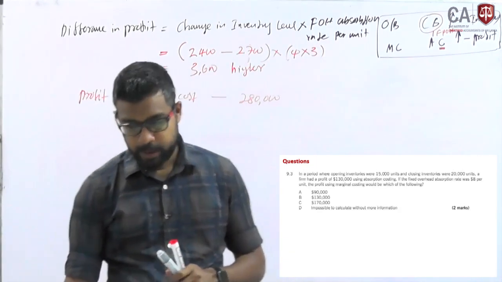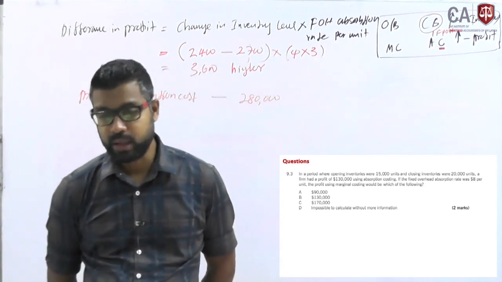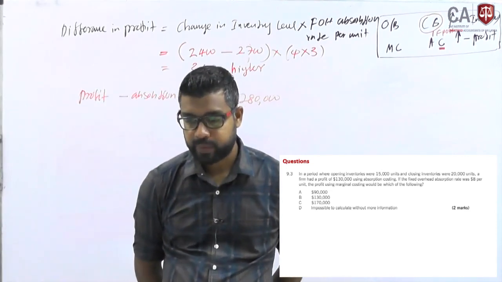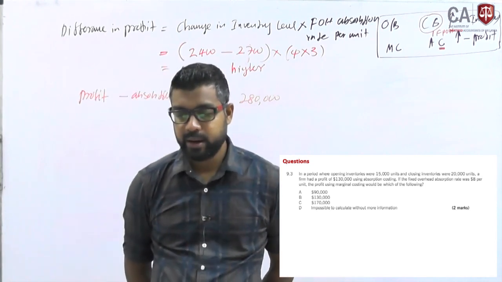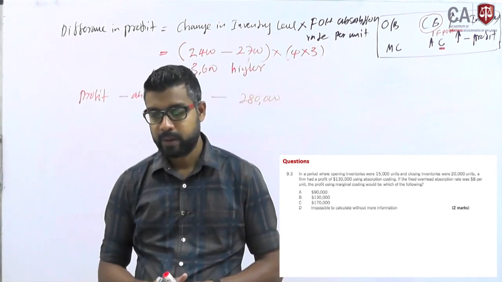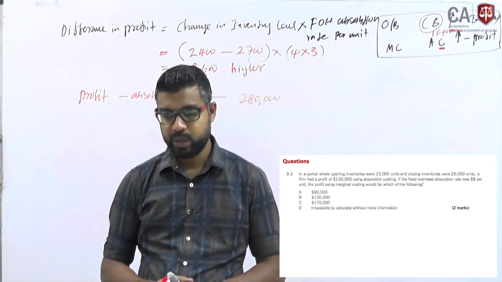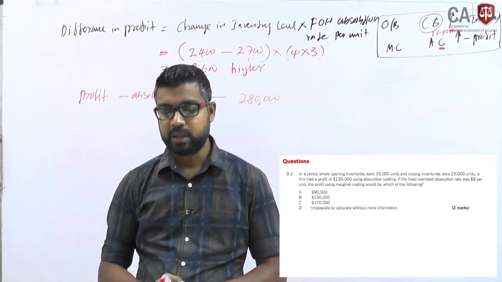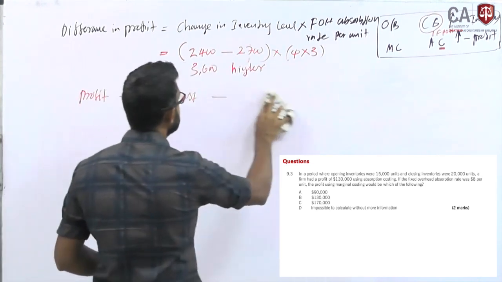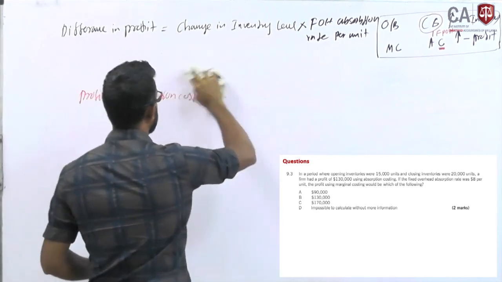Question number 3. In a period where opening inventories were 15,000 and closing inventories were 20,000 units, a firm had a profit of 130,000 using absorption costing. If the fixed production overhead absorption rate is 8 per unit, the profit under marginal costing would be which of the following? Apply numbers, same formula you had used.